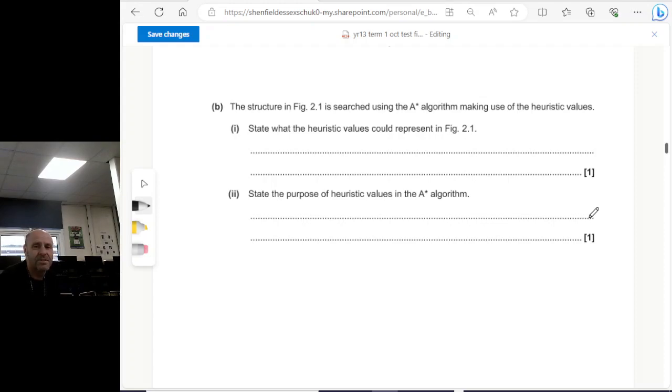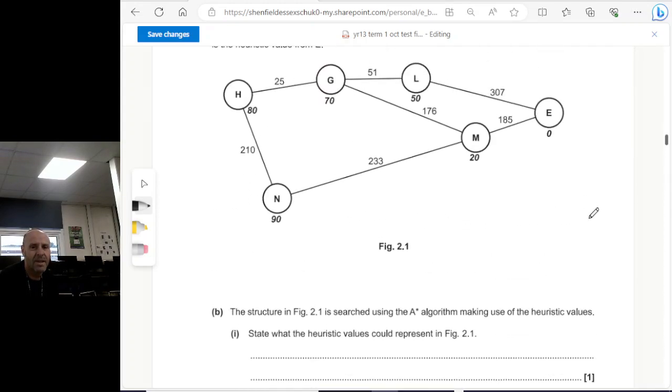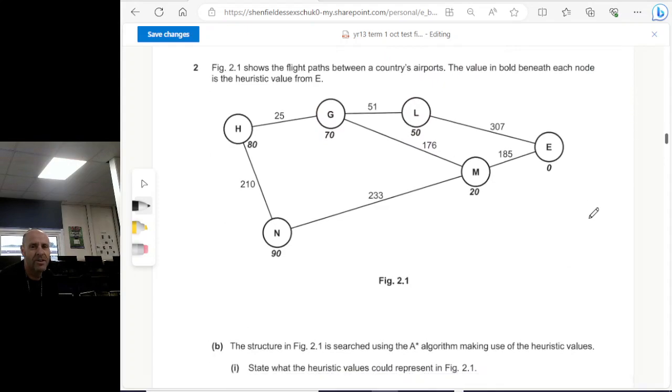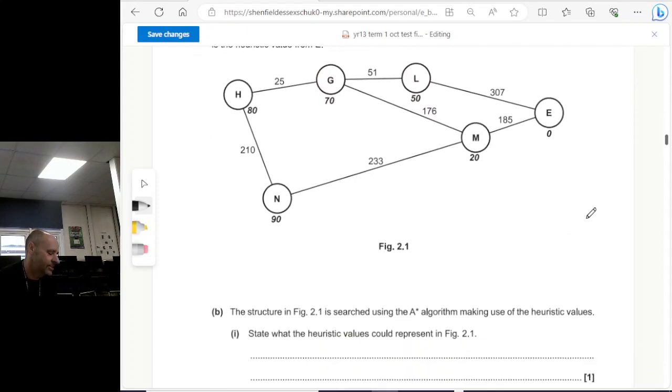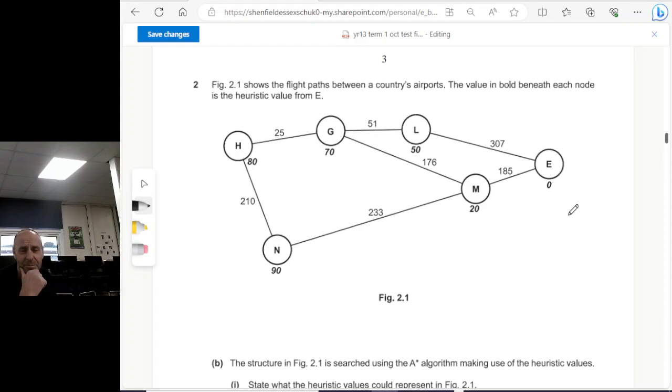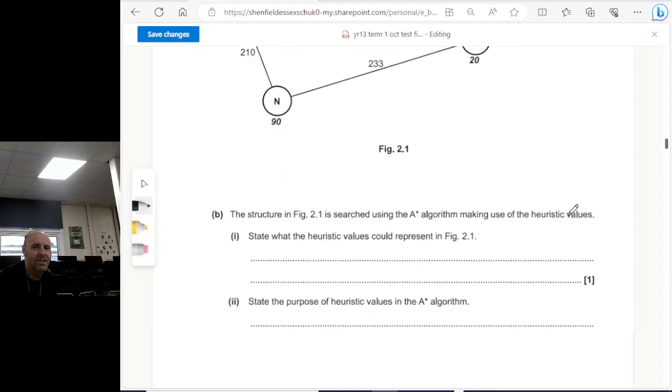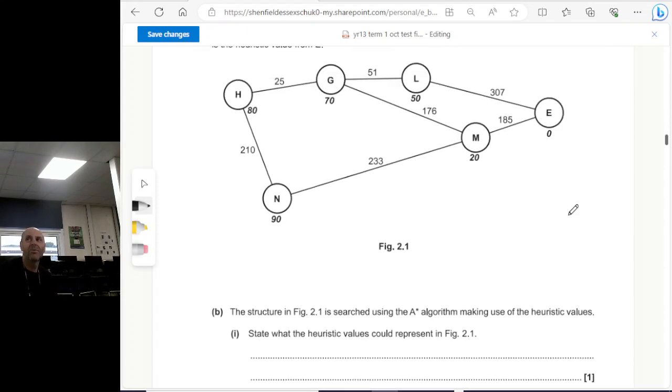Right, okay, so that was by the by. Right, then we've got to do A star on this. Now, I don't know why a few of you messed this up. The question was, and I can work it out, the goal is E. How can I tell the goal is E? Heuristic is 0. Yeah, because the heuristic estimate for the distance to the goal is 0, which means that must be the goal.